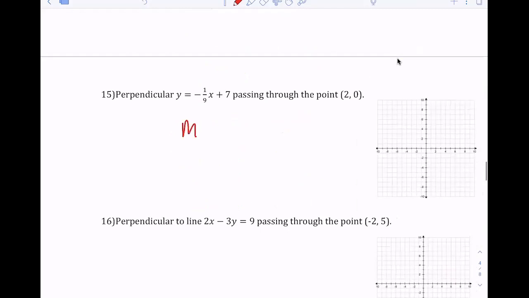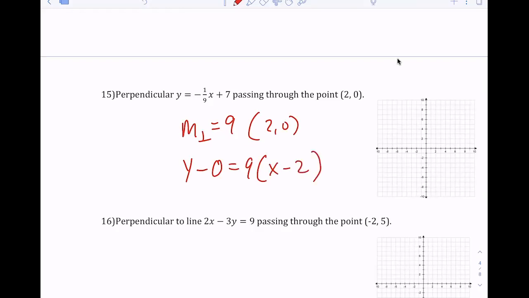Tucker, slope of the perpendicular is what? The slope of the perpendicular is 9/1. 9, good. What's the point? 2, 0. Write the equation. Come on, tell me the equation. You don't need to write it down, just tell me. The equation is y minus 0 is equal to 9 times x minus 2. Good. You just put y equals. Yes, put y equals. I don't care. All right, here we go.